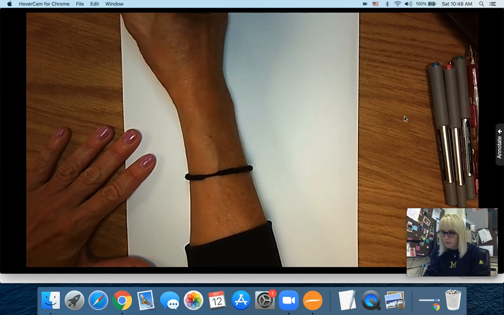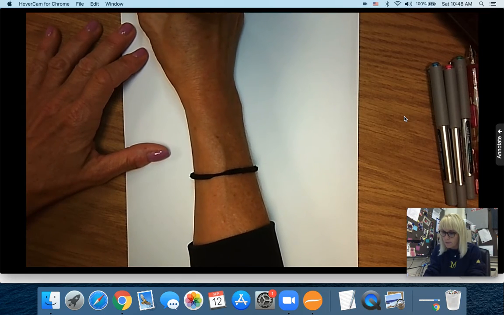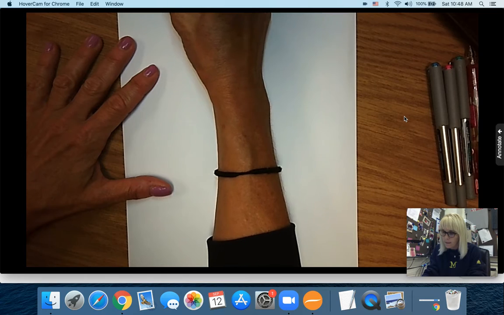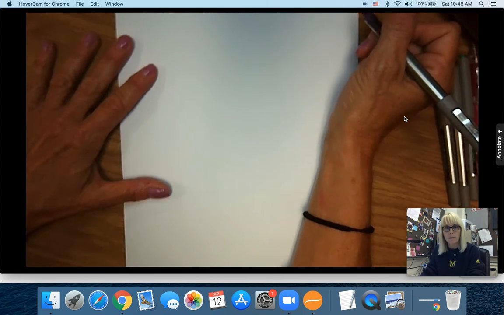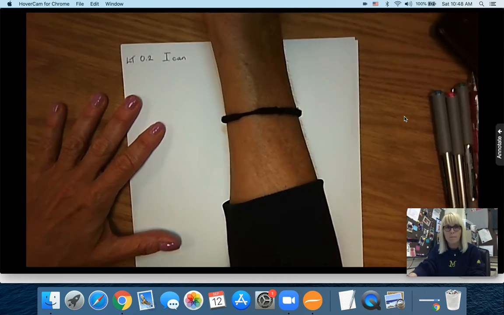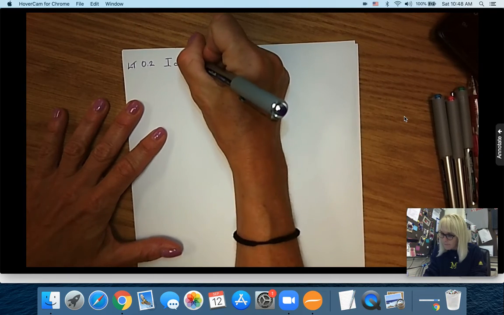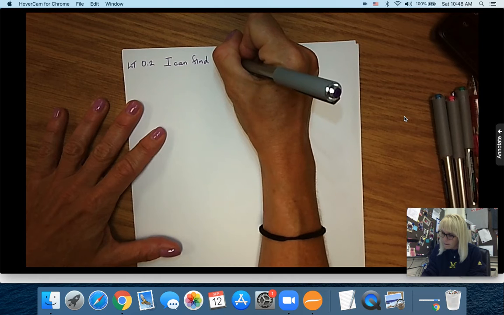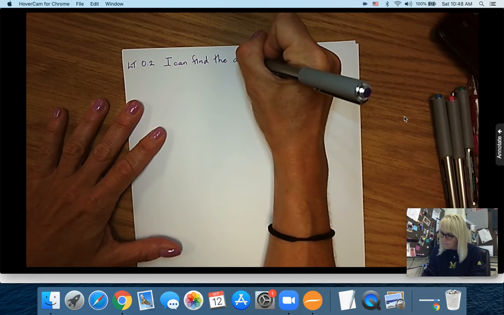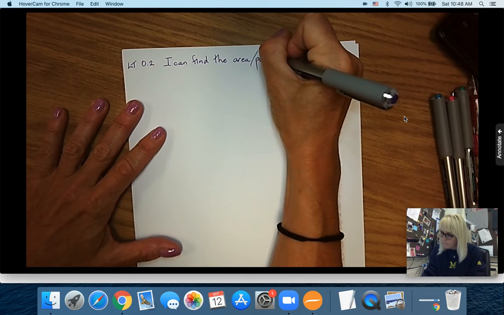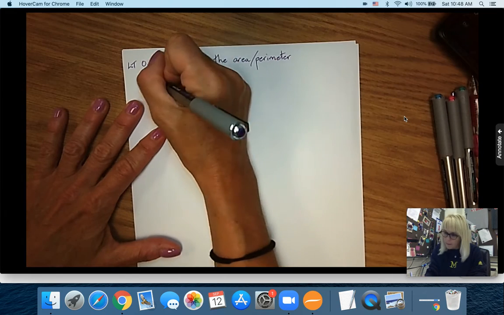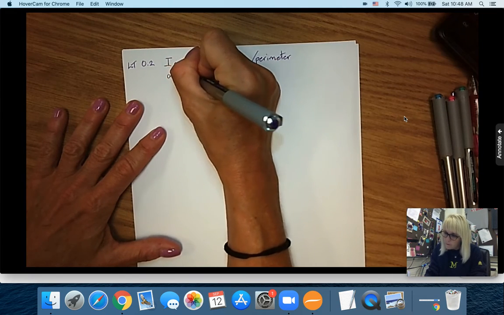Learning target 0.2 says, I can, well, you can't see any of that, can you? I can find the area and perimeter. We're going to do both of basic two-dimensional figures.